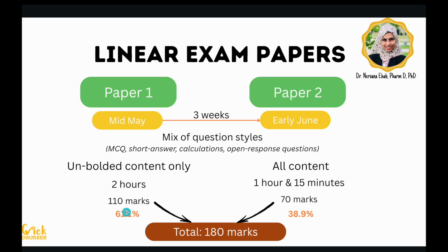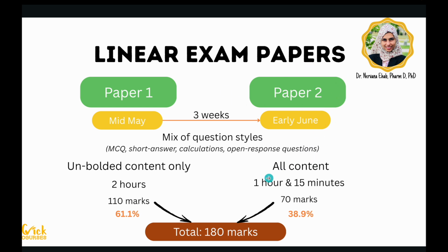And basically paper 1 is almost all the content, except for a few topics that are not there, like equilibrium and electrolysis. Certain things are not there, but you will be reviewing almost all the content to sit for paper 1. It's a 2-hour long paper. It's 110 marks, and that's how it weighs, 61.1%.